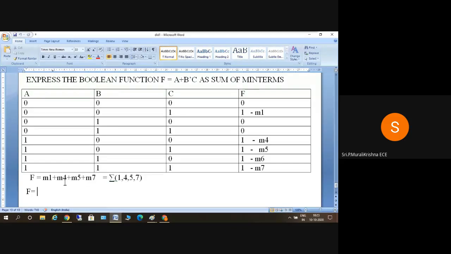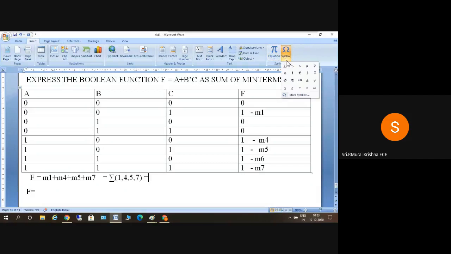Coming to the max terms, we have to check for zeros. The remaining leftover terms are called the max terms. I can write this as pi of the remaining terms, which are 0, 2 and 3. This is how we can identify the min terms and max terms.